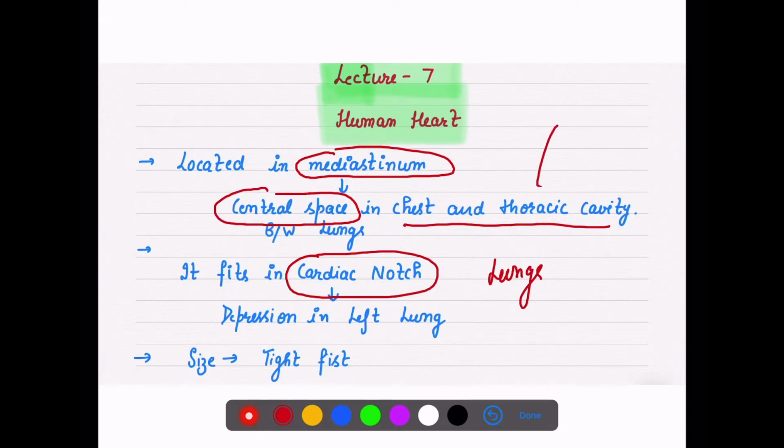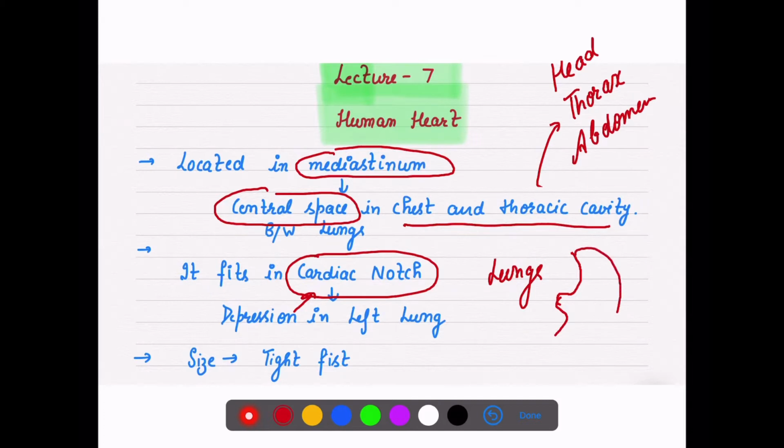Now you have an idea about the thoracic cavity also. You know that the whole body is divided into head, thorax and abdomen, right? So when we draw a left lung, then there is a depression. There was an area where your heart fits in, right? So that depression in the left lung is known as cardiac notch, where your heart is placed.